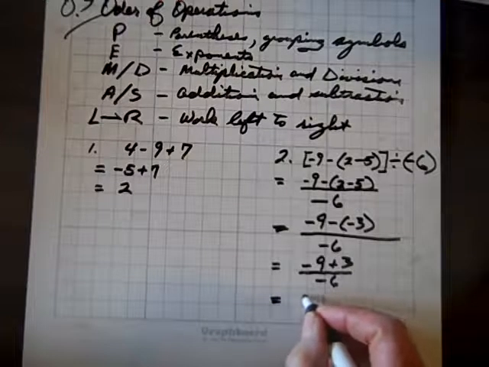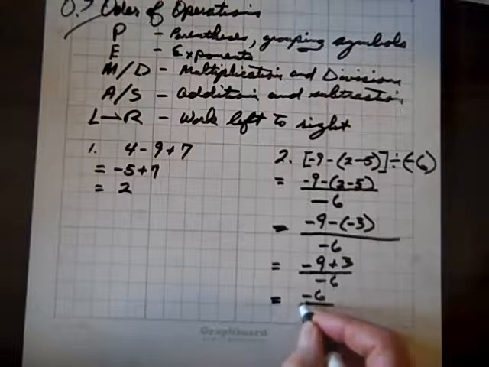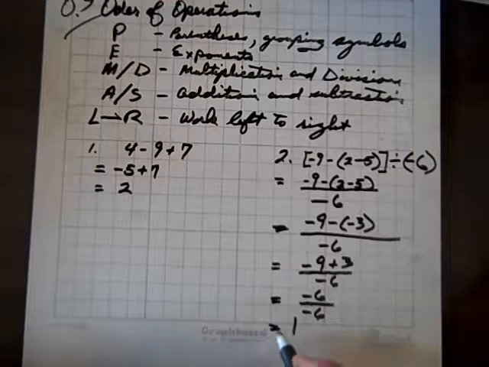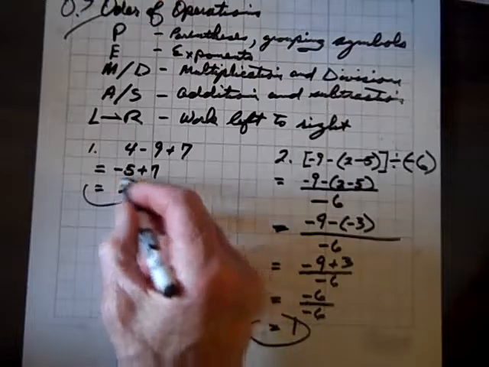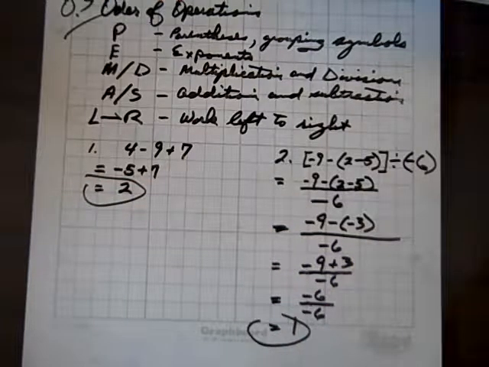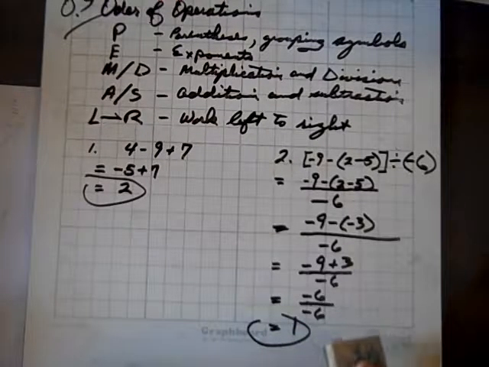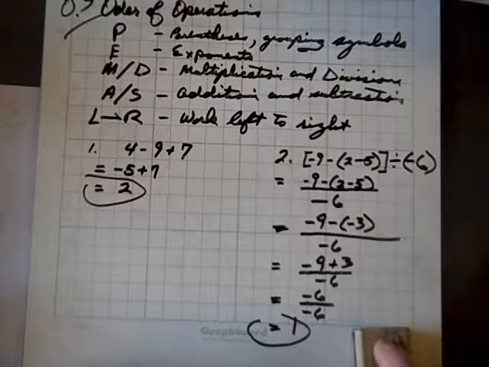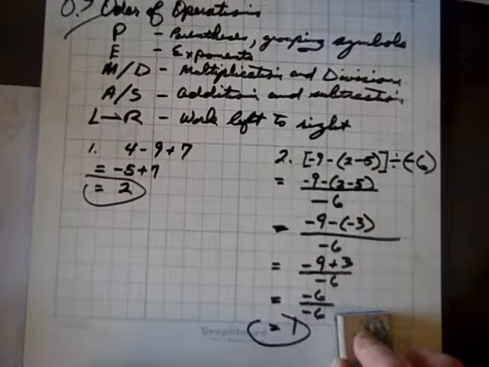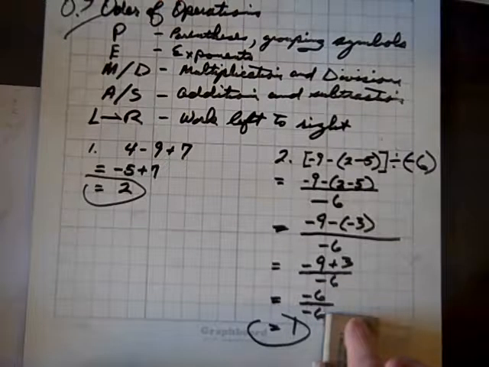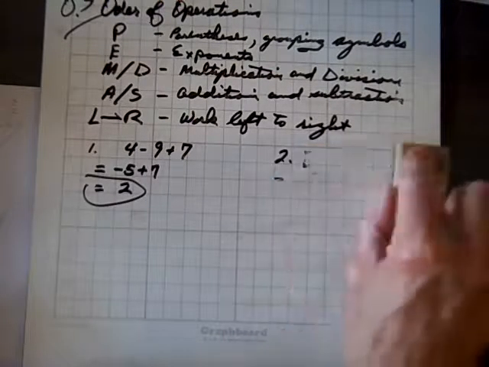So now we have negative 6 over negative 6, which equals 1. And we're done with this one. But if you care to, stop and backtrack if you want to go over this. This is well worth reviewing. And I'm going to erase this portion now, and we're going to deal with a couple more problems.